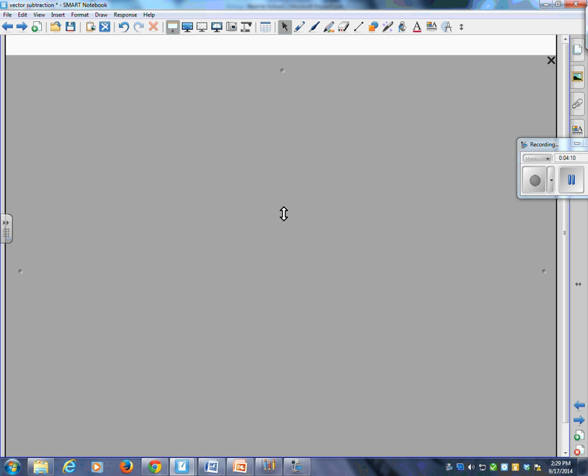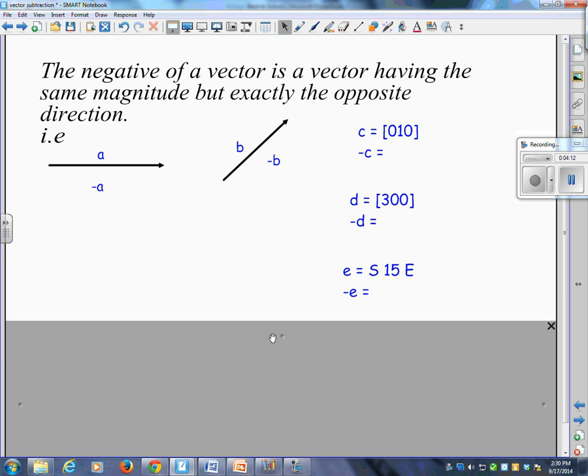I'm just going to pause here. You guys jot all that down. The negative of a vector is a vector having the same magnitude, the same length. The arrow is the same length, but exactly the opposite direction. So basically you can just do an addition and switch it? Exactly. That's exactly what you do. But people, for some reason, struggle with it.